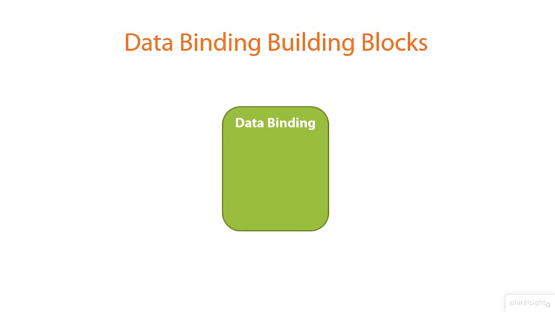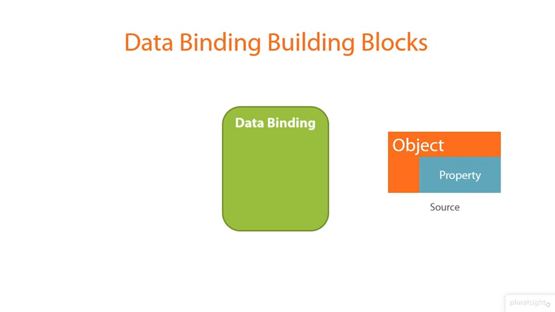Any data binding is always composed out of four important building blocks. On one hand, we have the source of the binding. This will be an object, and in this object, data is available in properties. So the source will be number 1, and the source property will be number 2.